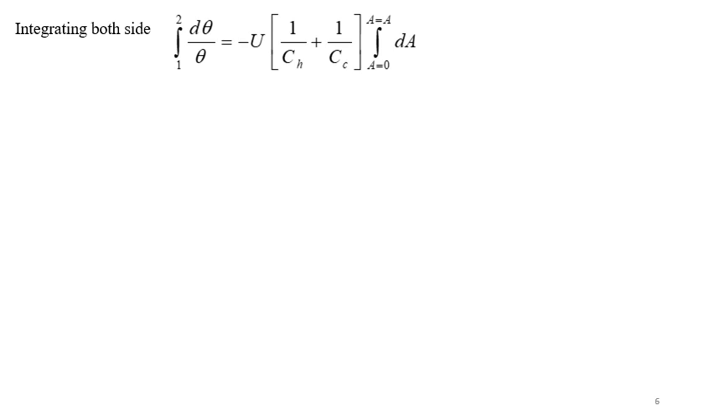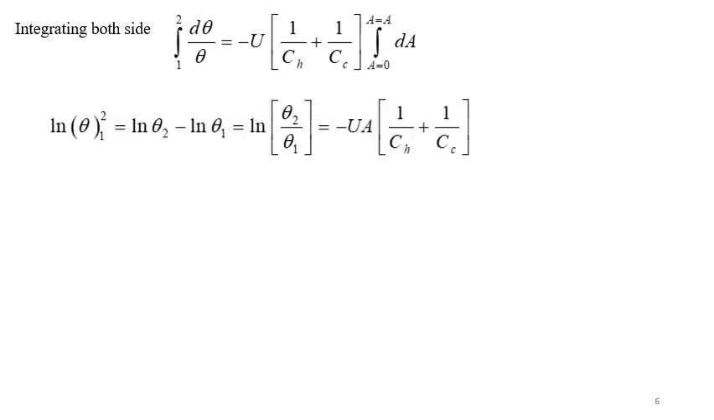Applying that and integrating, we know the integration of 1 by x into dx is nothing but ln x. So similarly here, d theta by theta, the integration is ln theta from 1 to 2, which can be written as ln theta 2 minus ln theta 1. Now ln theta 2 minus ln theta 1 is nothing but ln of theta 2 by theta 1. Okay, so the left hand side is over.